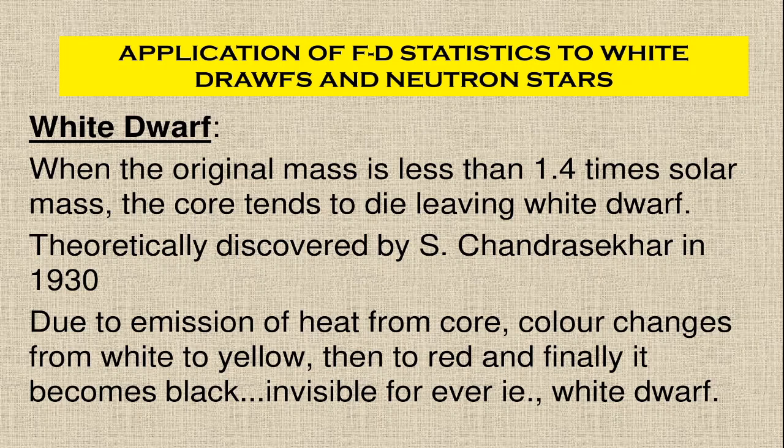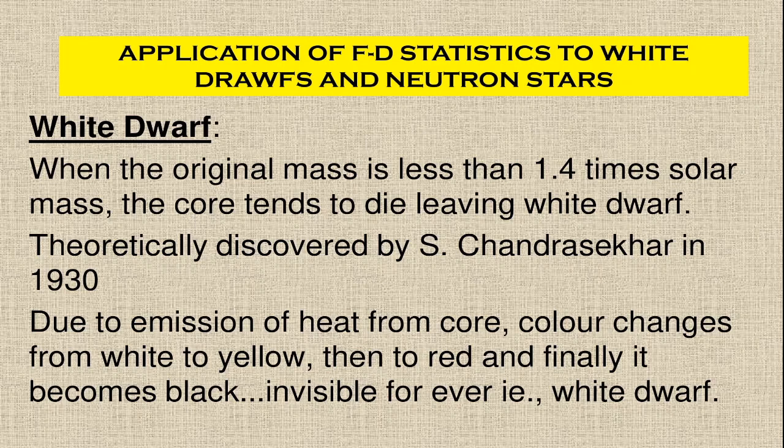As the core keeps on emitting heat and light for millions of years, its color changes from white to yellow, then to red, and finally it becomes black. When the star becomes black, you cannot see the star. So the star now becomes invisible forever. That is known as your white dwarf. We have to remember the condition that whenever the original mass of the star is less than 1.4 times the solar mass, then the star will die as a white dwarf.